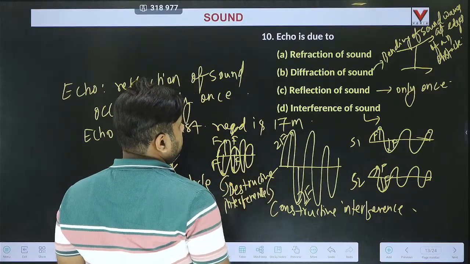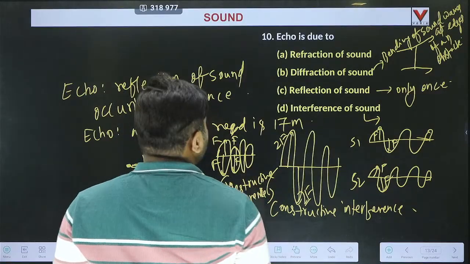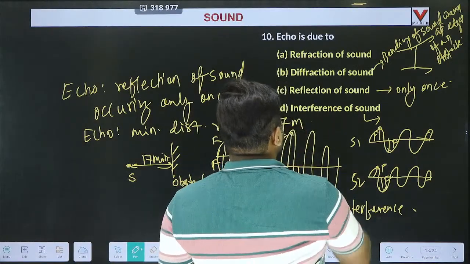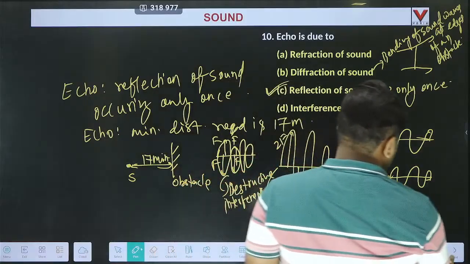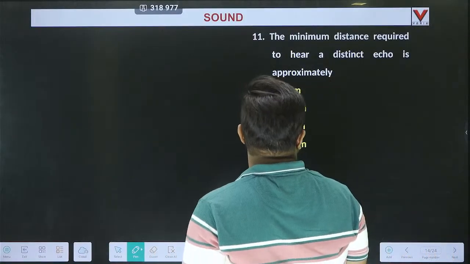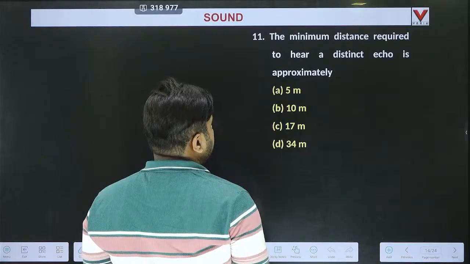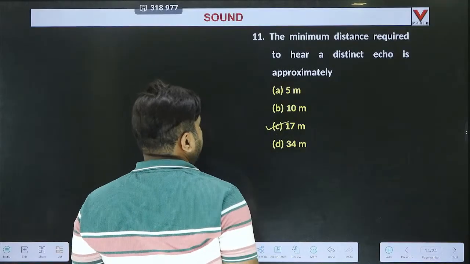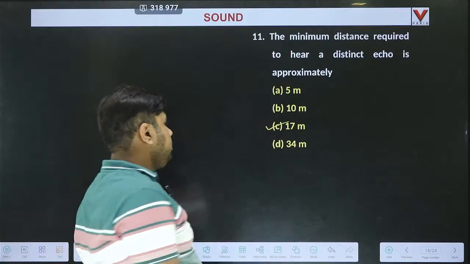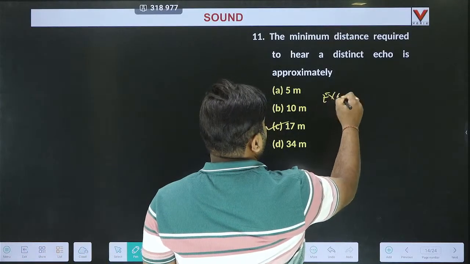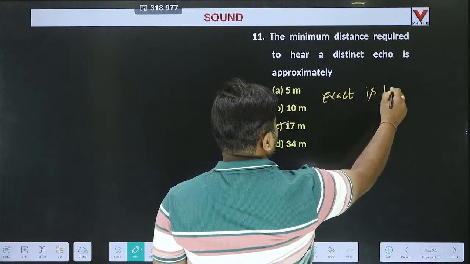Okay, destructive interference. So echo is due to what? Echo is due to reflection of sound only once. Second, the minimum distance required to hear a distinct echo is approximately 17 meters. Actually, this is exactly 17.2 meters.